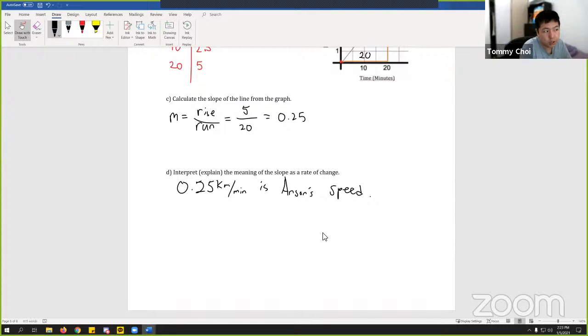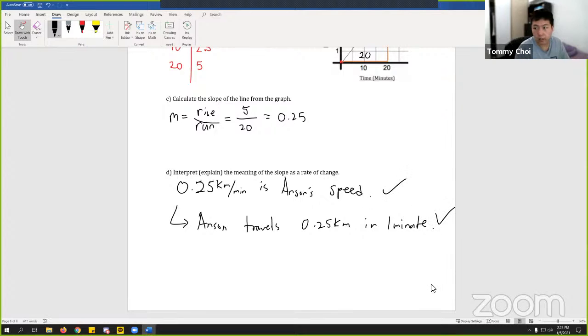Now, let's say you didn't know that it was speed and you wanted to explain. You can also write it like this. You could say Anson travels 0.25 kilometers in 1 minute, right? Both of these answers are correct. Doesn't matter how you write it, as long as you're saying, hey, that's speed, I know that unit, or you can specify that you understand that's how much he's traveling in 1 minute, right? 0.25 kilometers in 1 minute.